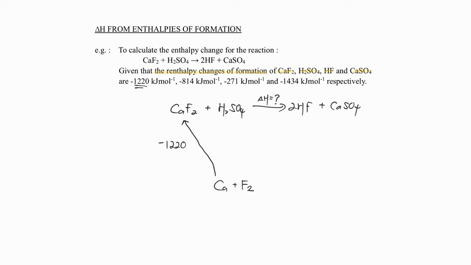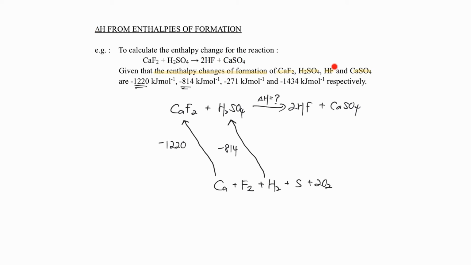Next is the standard enthalpy change of formation for H2SO4. To form H2SO4, we have H2, sulfur, and 2 O2 as the elements. With all these elements, we could get 1 mole of H2SO4 with the value negative 814 kilojoules per mole.